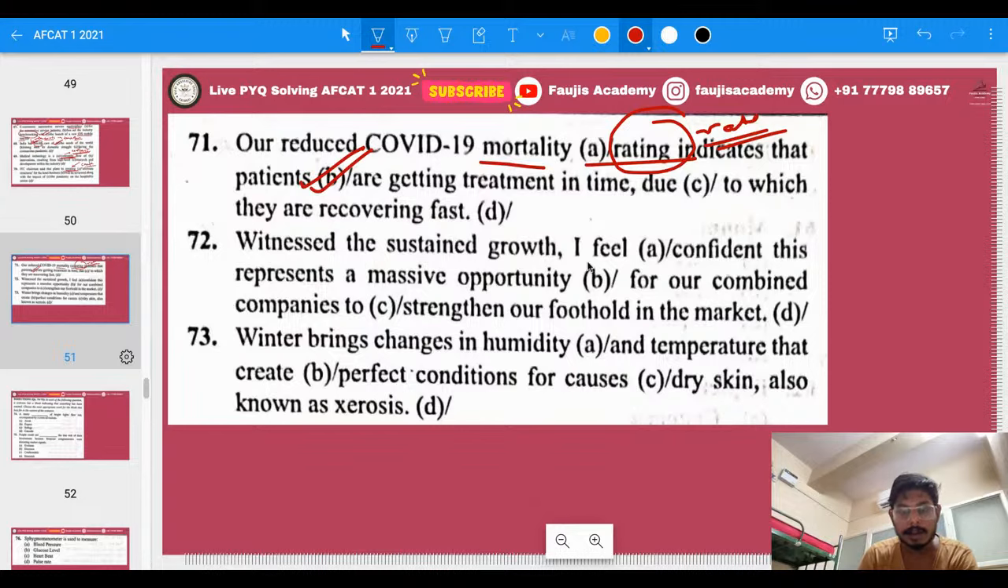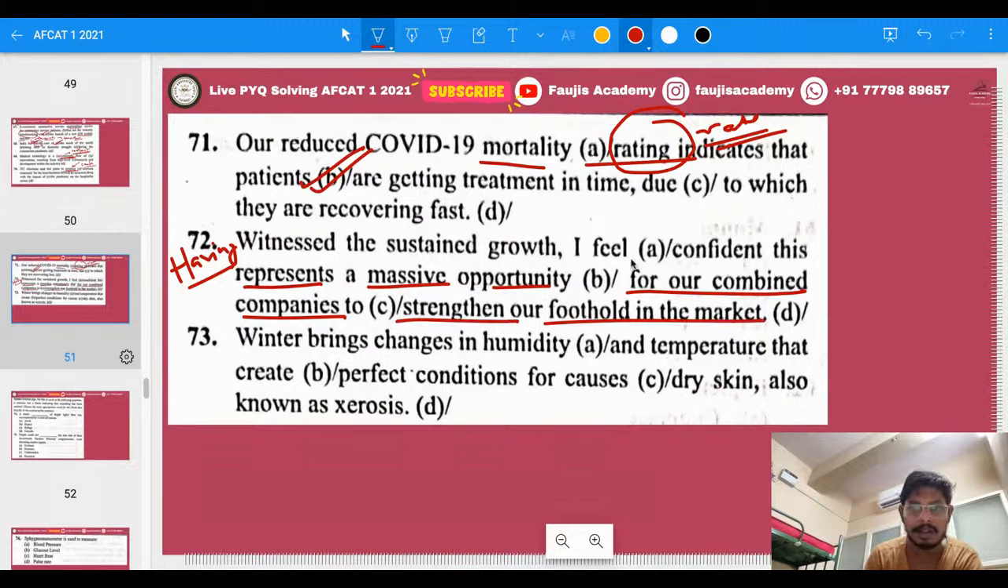Witnessed the sustained growth, I feel confident. It sounds so awkward over here. The right usage is having witnessed. Having eaten, I slept, meaning I ate and then I slept. So what we are saying is that having witnessed the sustained growth, I feel confident this represents a massive opportunity for our combined companies to strengthen our foothold in the market. So the error is in option A, having witnessed.